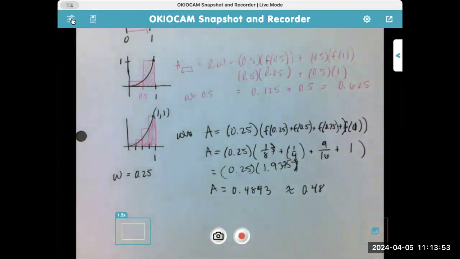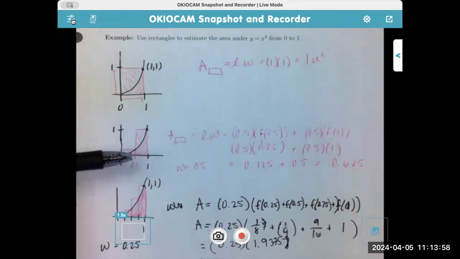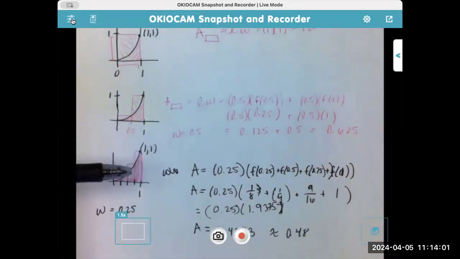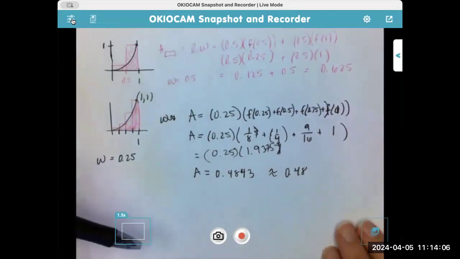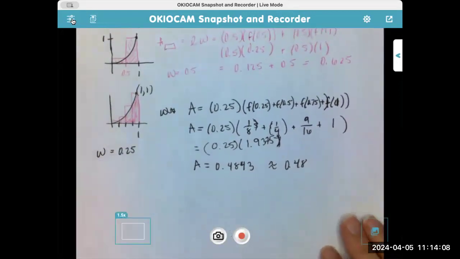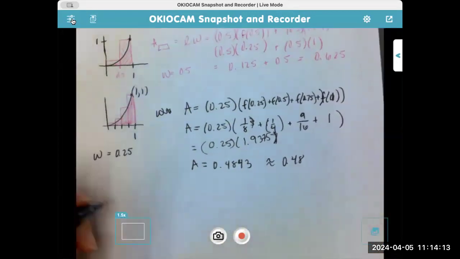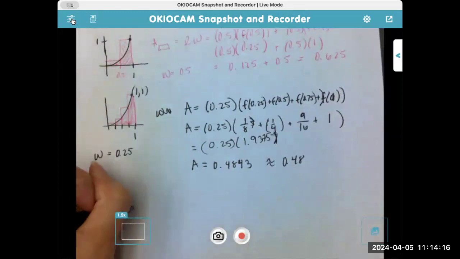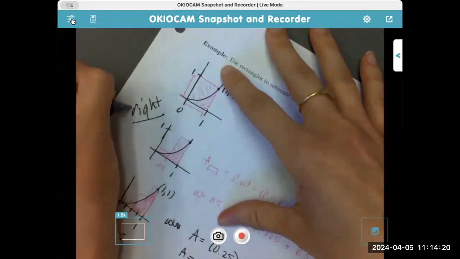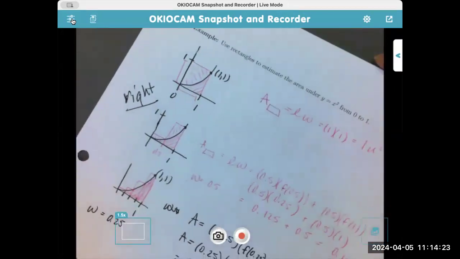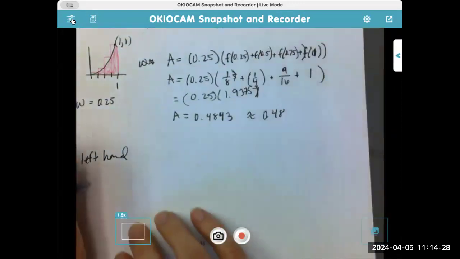All right, so again, we're getting closer and closer. We had 1, we added more rectangles. We're at 0.625. More rectangles, now we're at 0.48. And just so that I can show you one left-hand estimation. So these are all right-hand estimations, subintervals. This is a left-hand one. That would look like this.